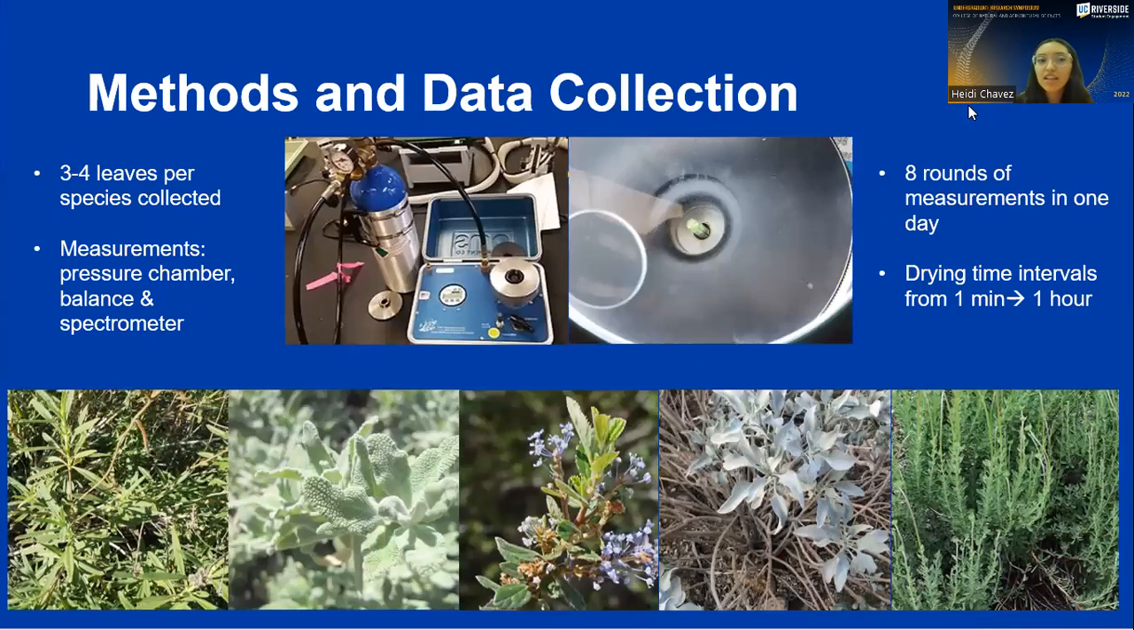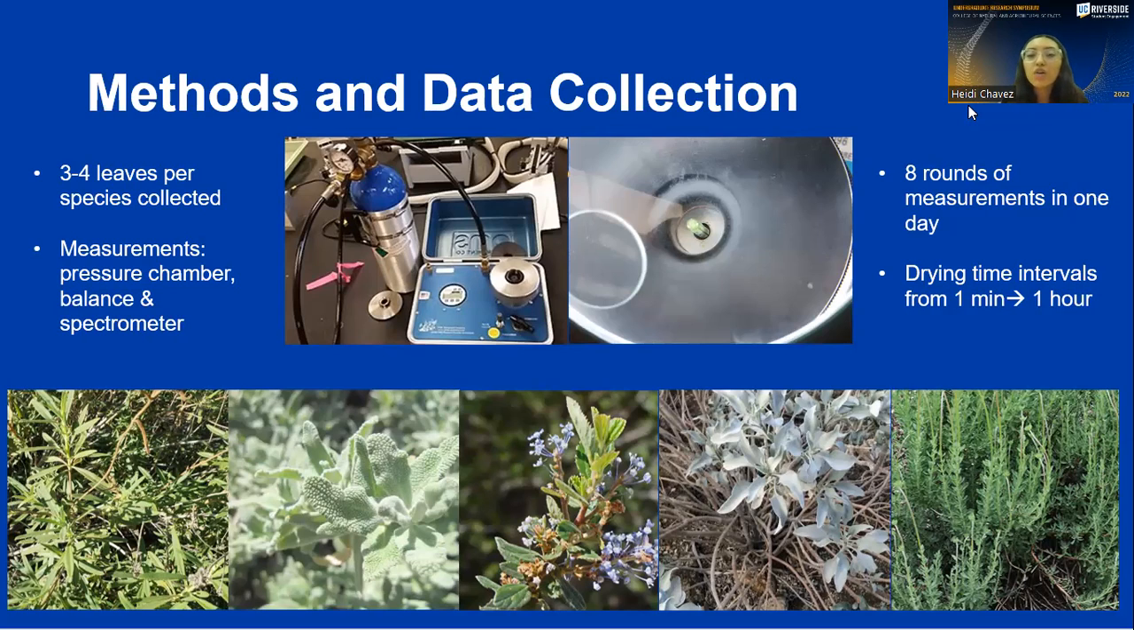For methods and data collection, early in the morning, we went up to the UCR Botanic Gardens and we had chosen 5 native species from California. These 5 native species were Salvia mellifera, Salvia leucophylla, Ceanothus tomentosus, Encelia farinosa, and Eriogonum fasciculatum. We picked about 3 to 4 leaves and put them immediately into plastic bags and sealed them up in order to halt evaporation of any water from the leaves as we took them back to the lab.